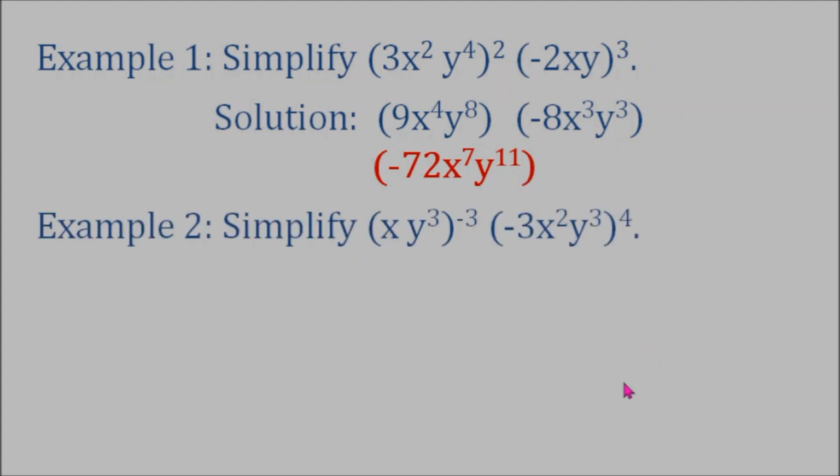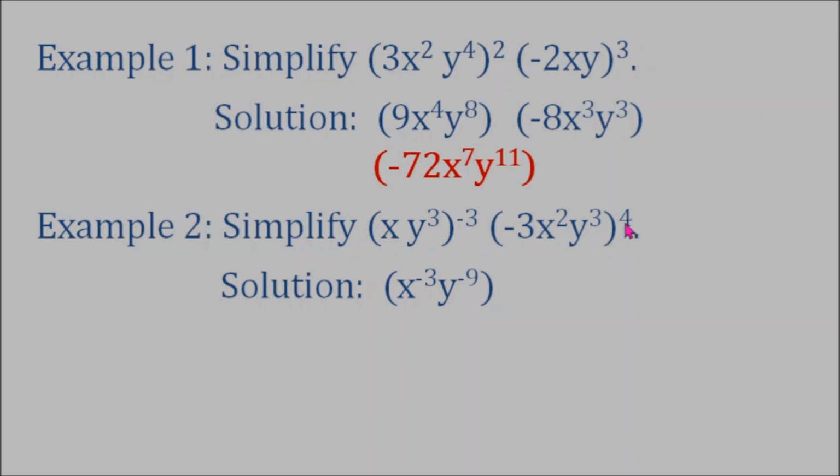Example number 2. Simplify the quantity x y cubed raised to the power of negative 3 times the quantity negative 3x squared y cubed to the power of 4. This exponent negative 3 is the exponent of x, and also this negative 3 exponent here is the exponent of y cubed. So it becomes x to the power of negative 3 y to the power of negative 9, because we multiply negative 3 and positive 3.